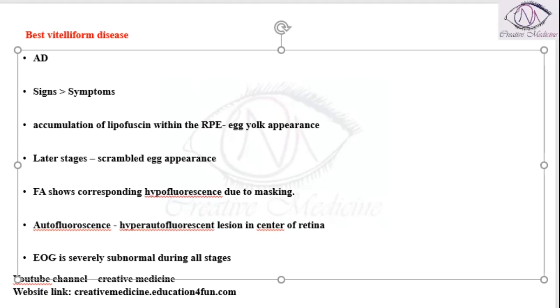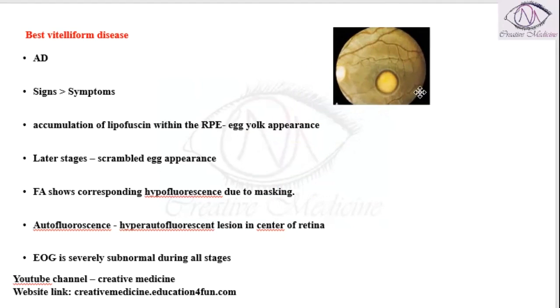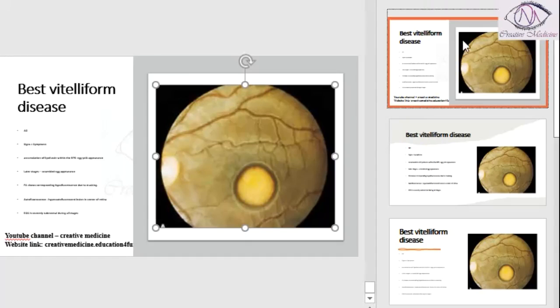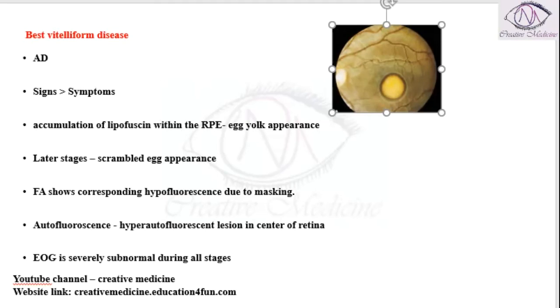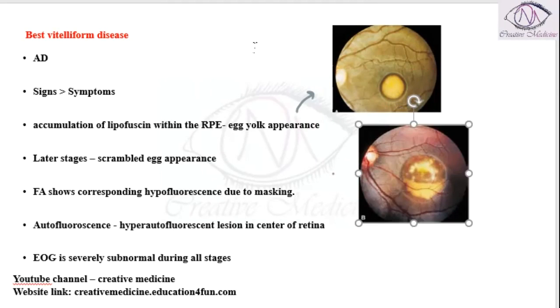Actually, this is the egg yolk appearance of the Best vitelliform disease. Then we have the scrambled egg appearance. So this is the scrambled egg appearance of the Best vitelliform disease.